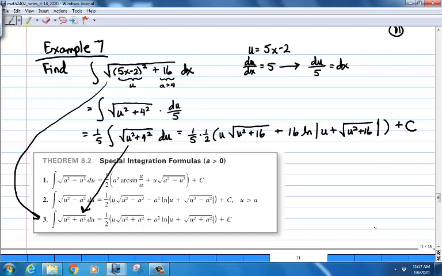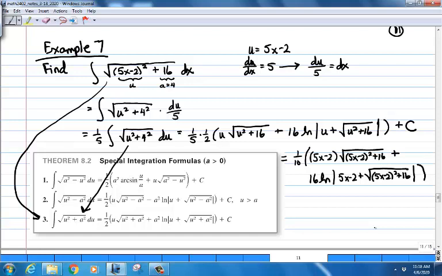Now, we do have to undo our substitution, however, so let's make sure we do that. That means I have to replace the u with x again, or in this case, replace the u with 5x minus 2. So 1/5 times 1/2, that's 1/10. So we get 1/10 times u, which is 5x minus 2, times the square root of the 5x minus 2 squared plus the 16. Plus, and now let's write the second part here. I have 16 times the natural log of the absolute value of u, that's 5x minus 2, plus that square root, which was u squared, but that's 5x minus 2 squared plus the 16. And that is the end of it.